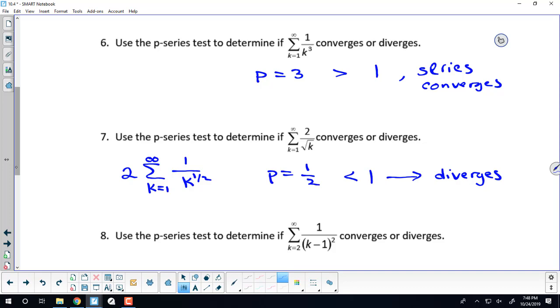Did you say k always has to be 1 in these cases? No, k doesn't always have to be 1. And again, we can go back to property number 5 on that first page, where if we add or subtract a finite number of terms, it won't affect the actual convergence. So this could be the sum from k equals 100 to infinity. It'd still diverge.